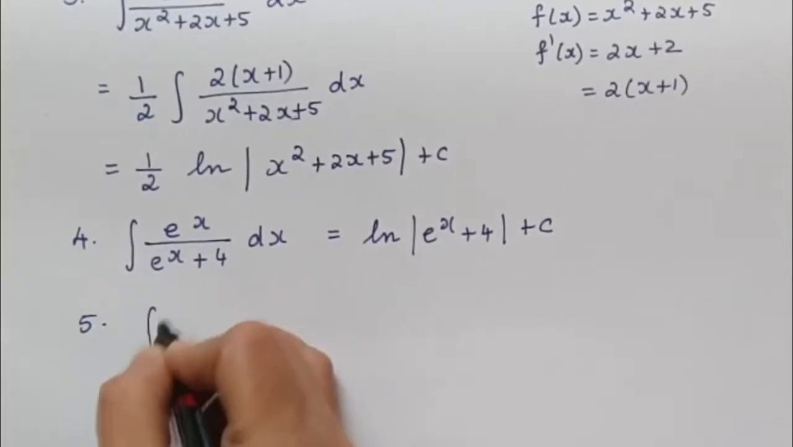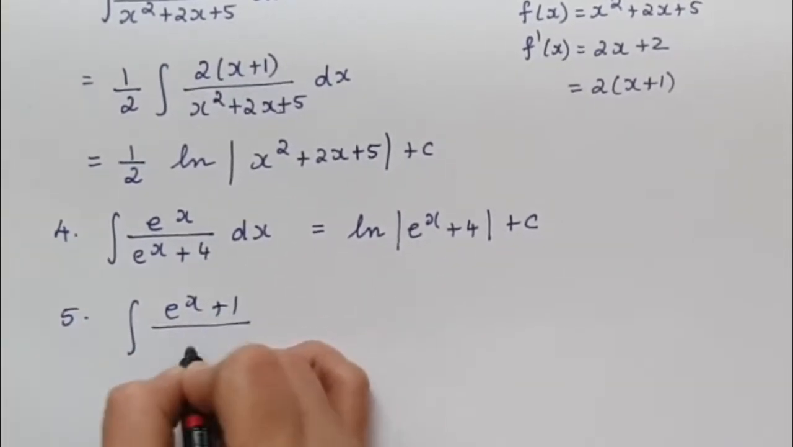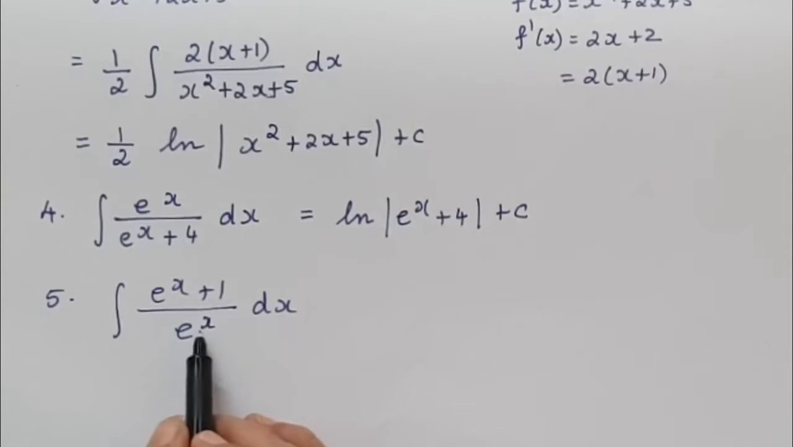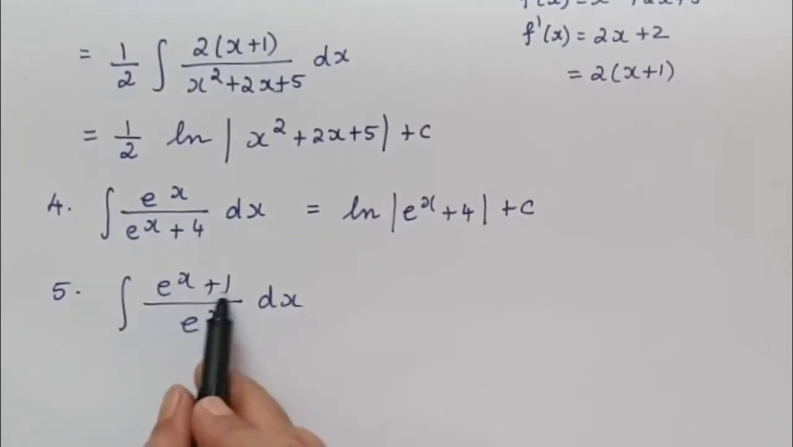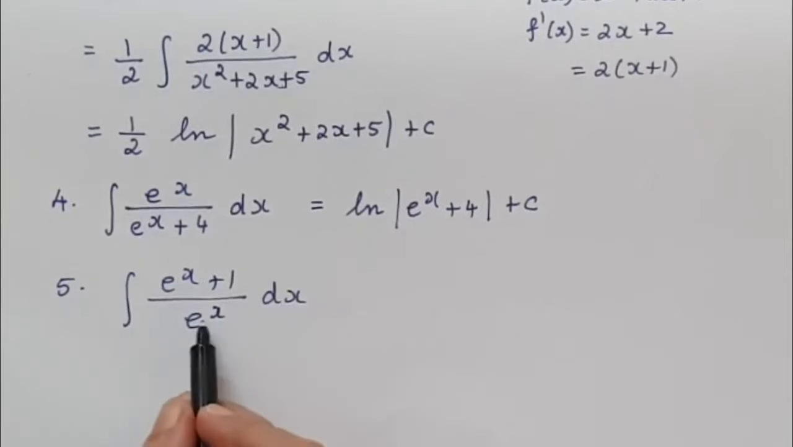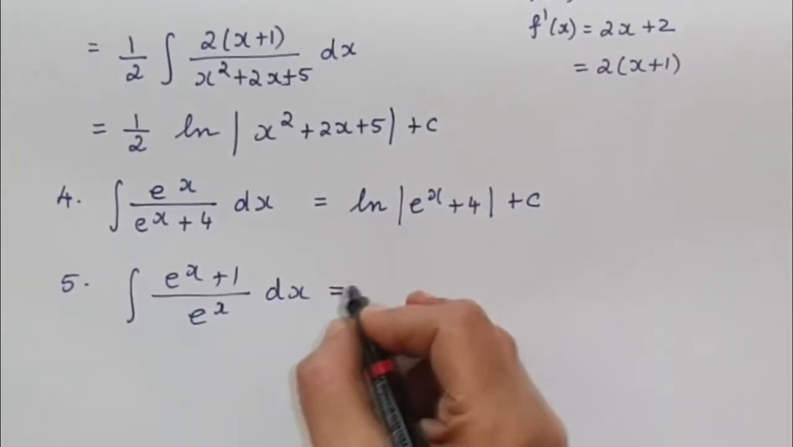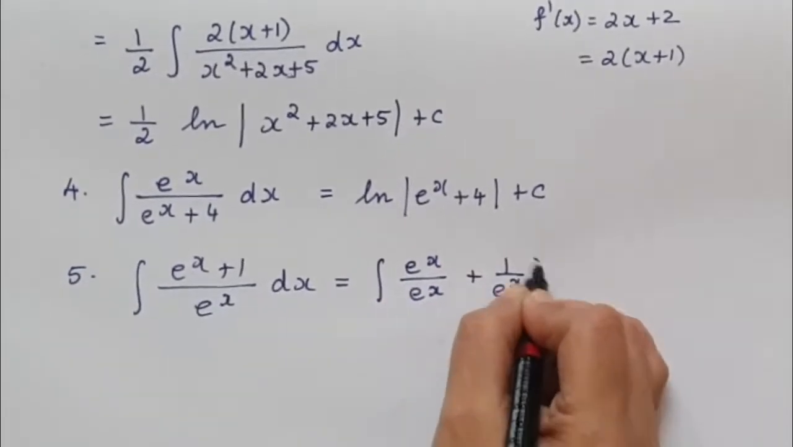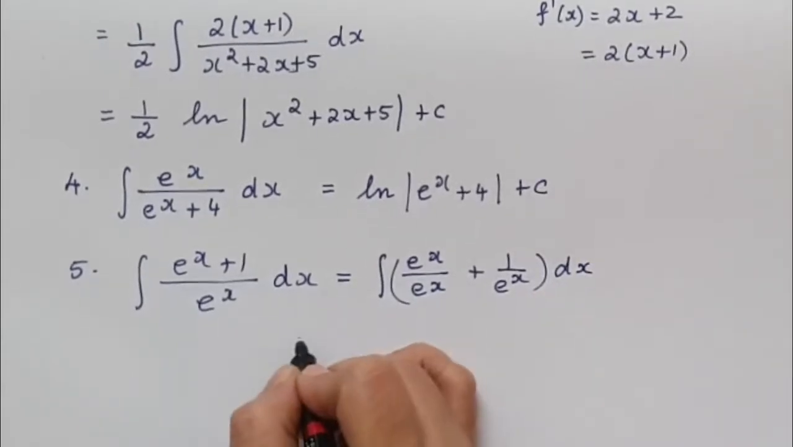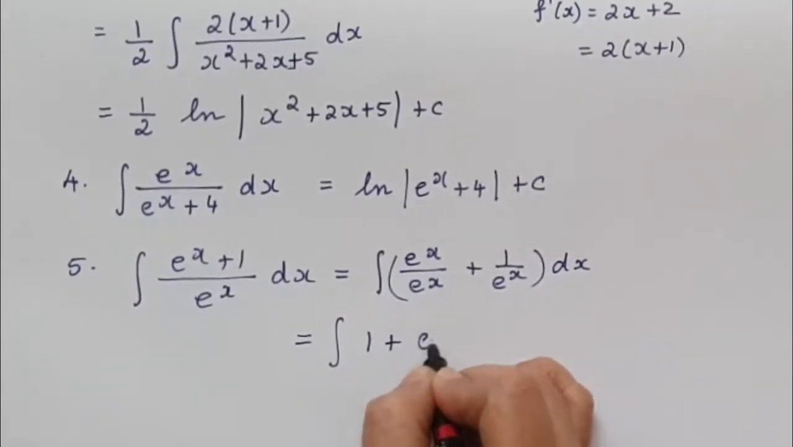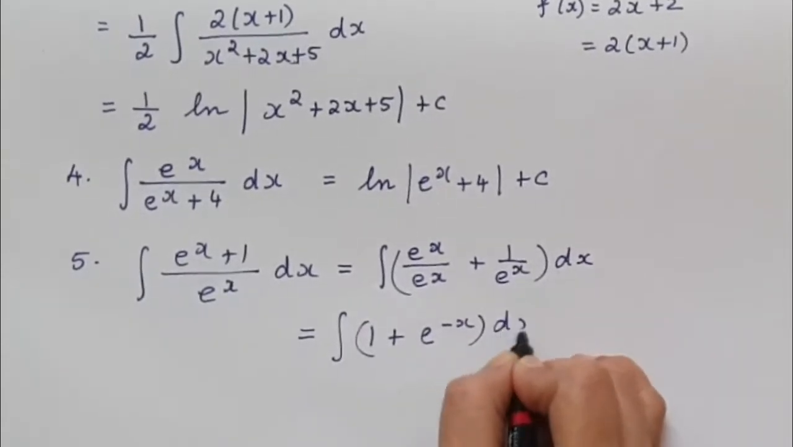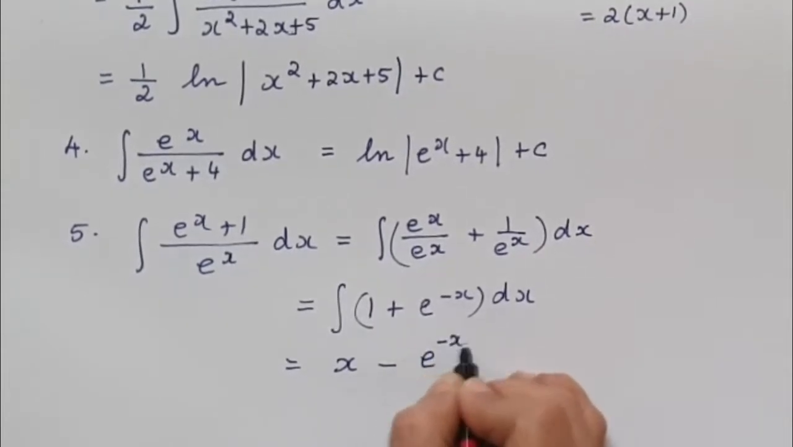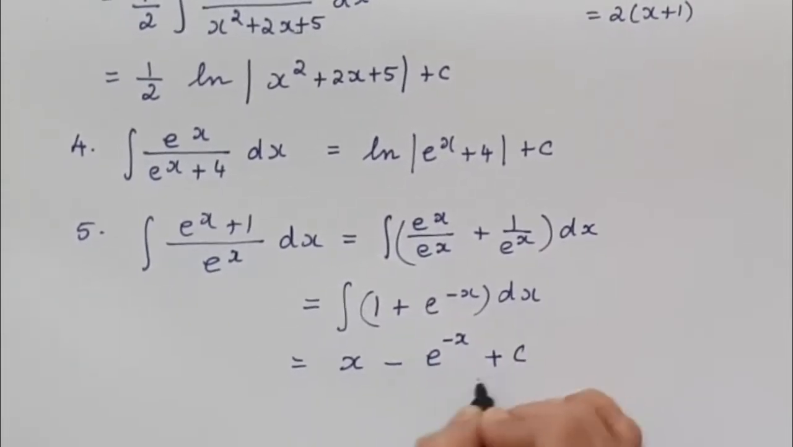The fifth question, e power x plus 1 divided by e power x dx. The denominator is e power x. When we differentiate e power x, we get e power x only, but there is a plus 1, so we cannot use this formula of ln. Instead, we split this into two integrals, that is e power x over e power x plus 1 over e power x dx. So this can be written as the integration of 1 plus e to the power of minus x dx. Now when we integrate it, it is x, and this one gives e power minus x and a minus 1, so minus e power minus x plus c.